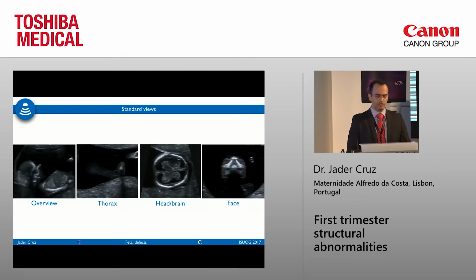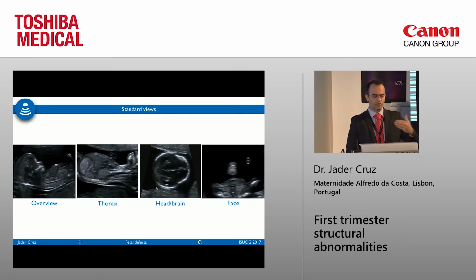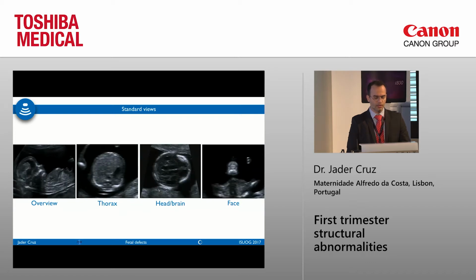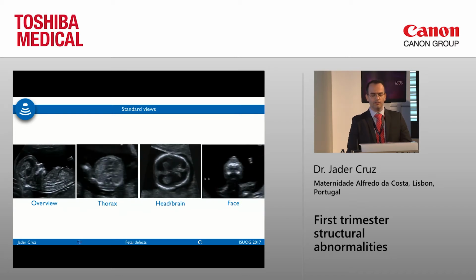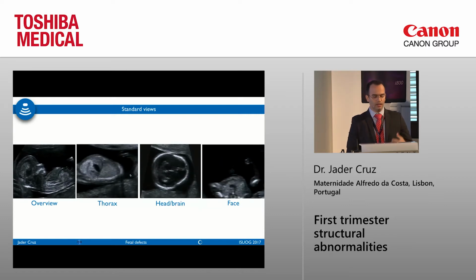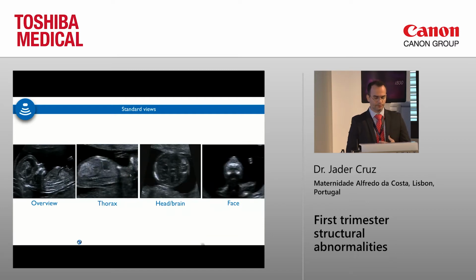We start from the head to the toes, looking at the head and brain, and I'll show you that. I'm not going to take much time here. We see head, brain, and face, and then we move to the thorax, where you see the lungs, the skeletal part, and also the heart.